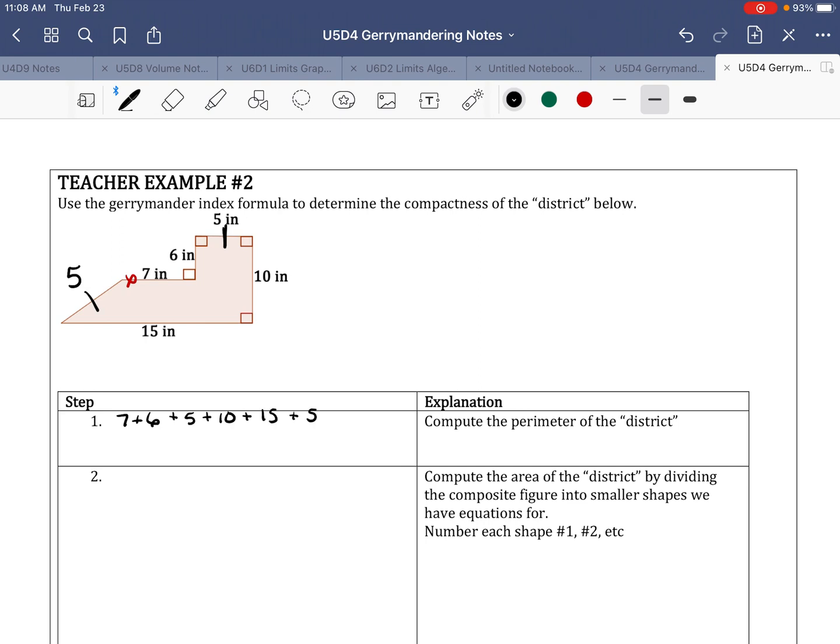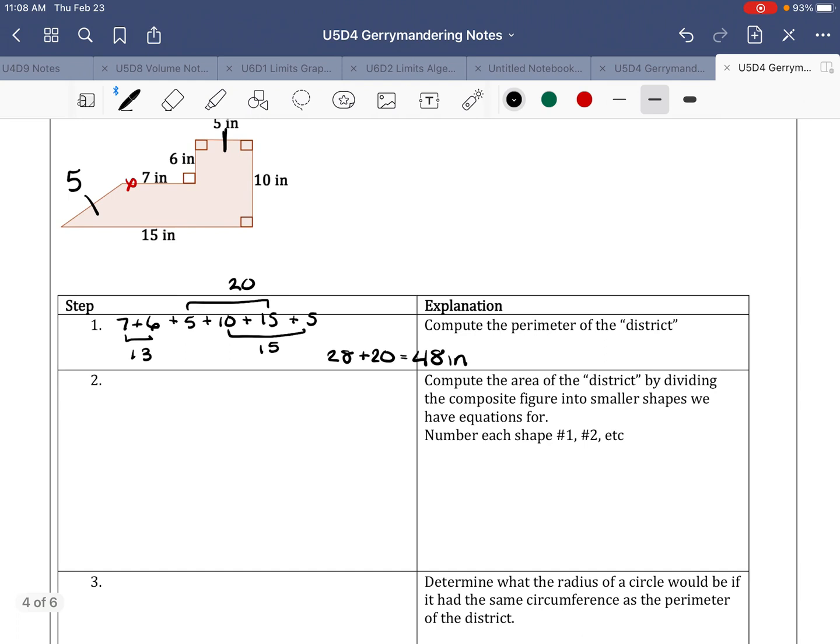And I can double check. 1, 2, 3, 4, 5, 6. Good. So here, this is going to add up to 20. And then this is going to be 15, and 12 is 13. So if I add those together, 28 plus 20 will give me 48 inches.